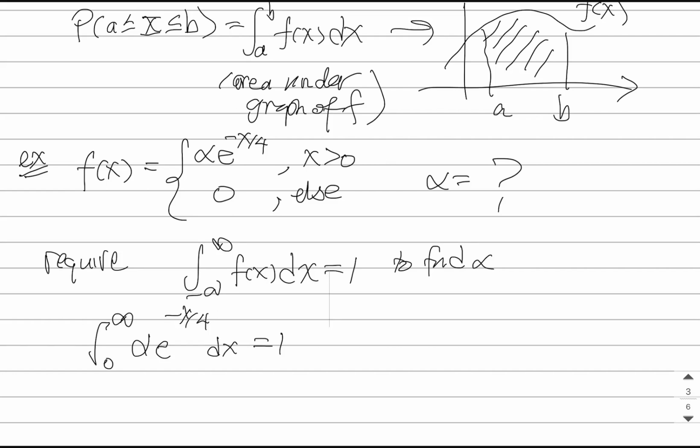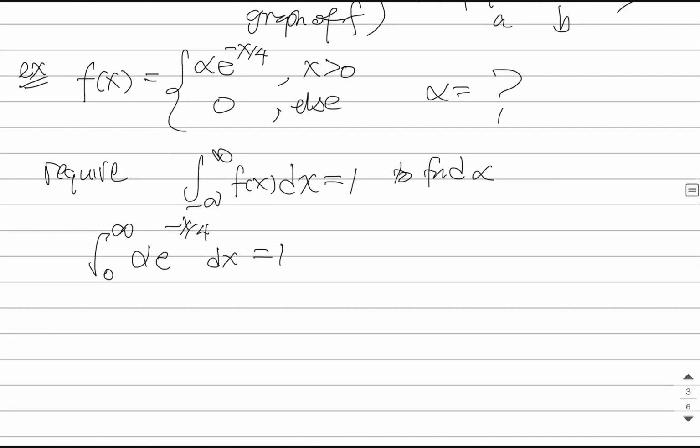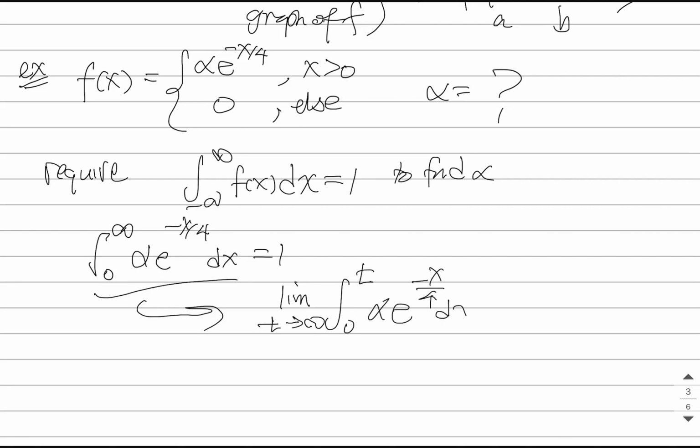Luckily, these types of integrals are not that bad, and most of the integrals that we encounter in this course won't be that bad. This thing is an improper integral, so technically it should be written as the limit of the integral from 0 to t of alpha e to the minus x over 4 dx. So we're going to make a substitution. This is the inner part, so we're going to let u equal negative x over 4. Then du will be minus dx over 4. When x is 0, u will be 0. And when x is t, u will be negative t over 4.